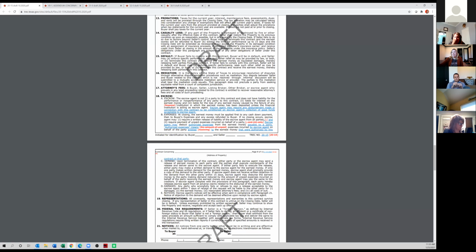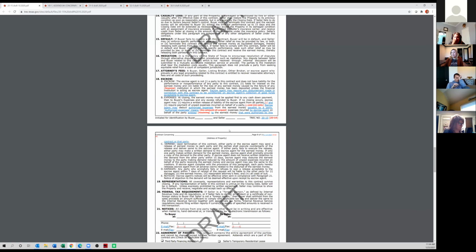And then they added this part and said, escrow agent may require any disbursement made in connection with this contract to be conditioned on an escrow agent's collection of good funds acceptable to the escrow agent. So basically that's their get out of jail free if the buyer's check bounces. Okay, so they've added that in there.